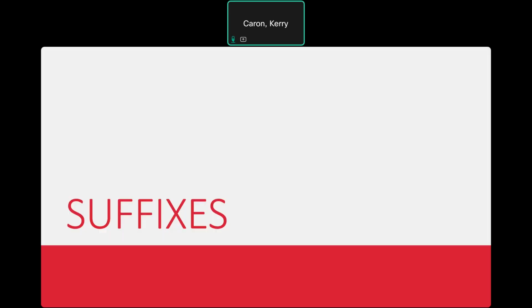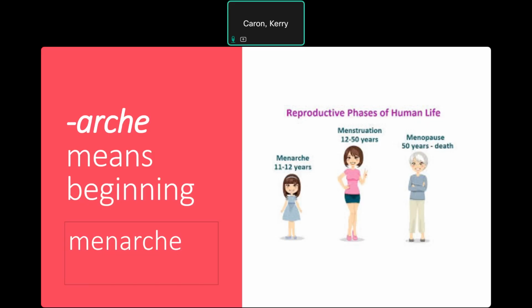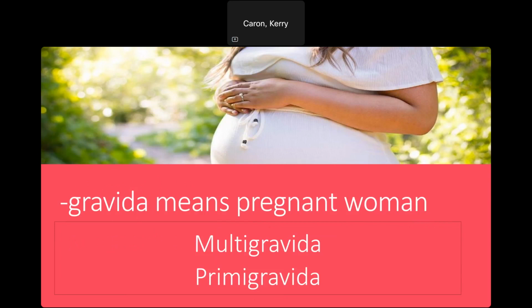Okay, our suffixes. Arche means beginning. So menarche is talking about the beginning of menses. Gravida means pregnant woman. So multigravida would be a pregnant woman with multiples, so twins, triplets, quadruplets. Primigravida is the first. So it's a pregnant woman with her first child.